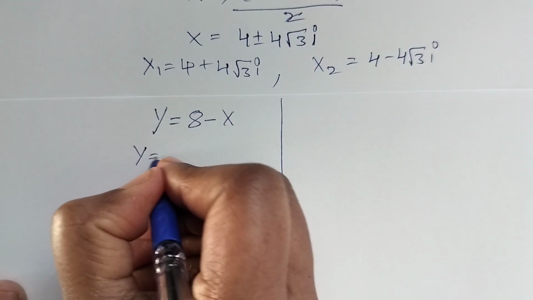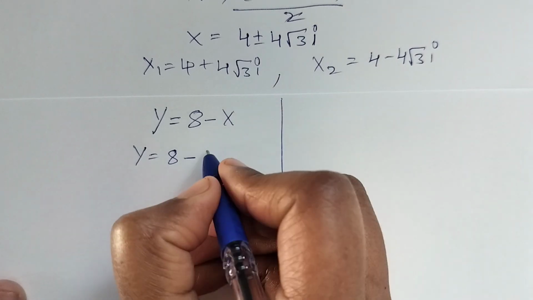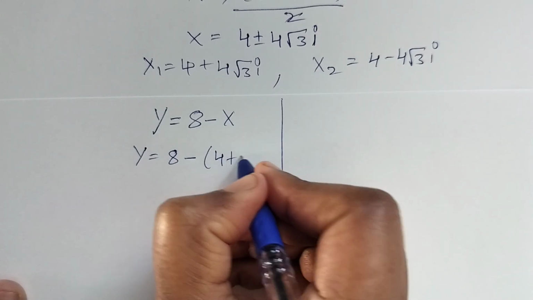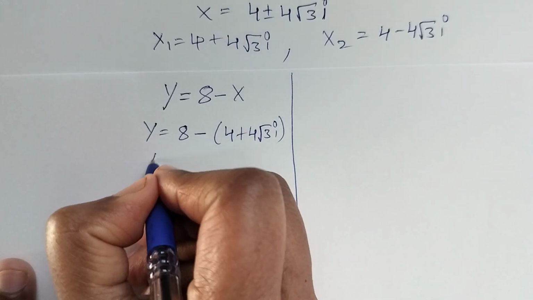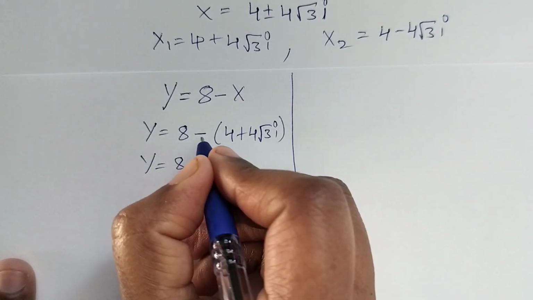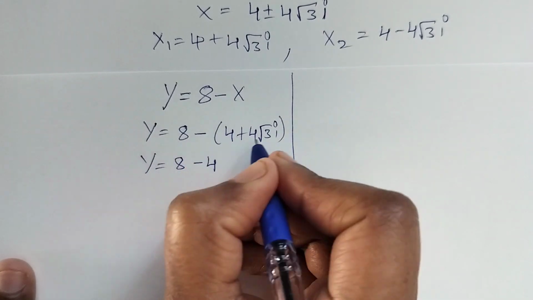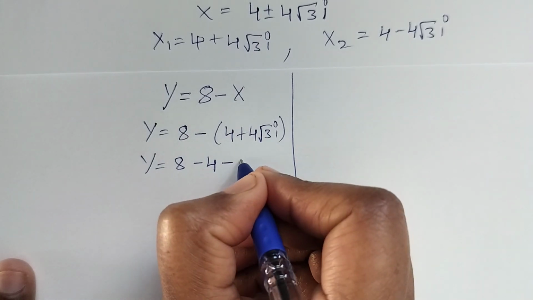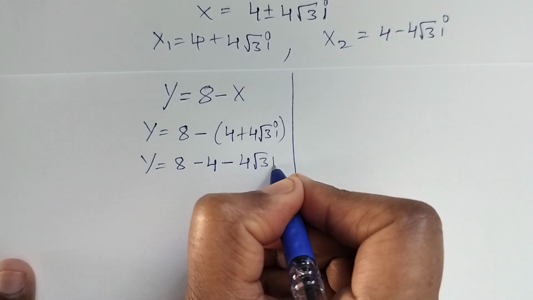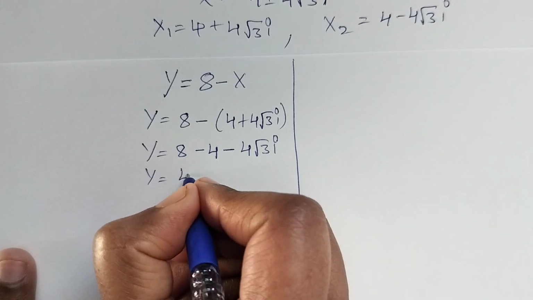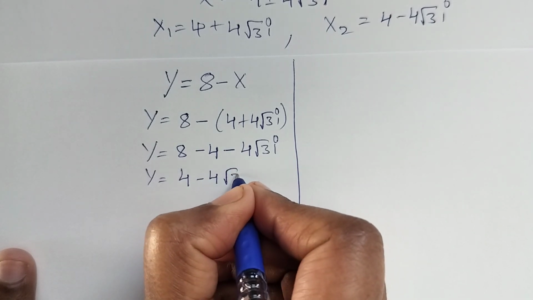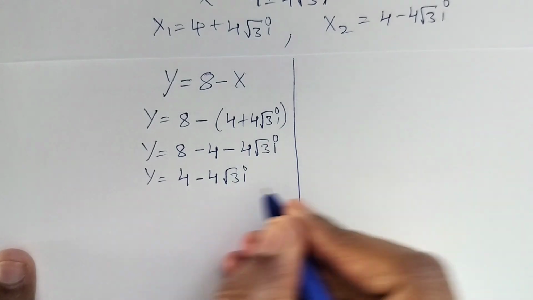So y is equal to 8 minus (4 plus 4 square root of 3i). Now minus times plus becomes minus, so it is 8 minus 4 minus 4 square root of 3i. So y is equal to 4 minus 4 square root of 3i. So this is the value of y.